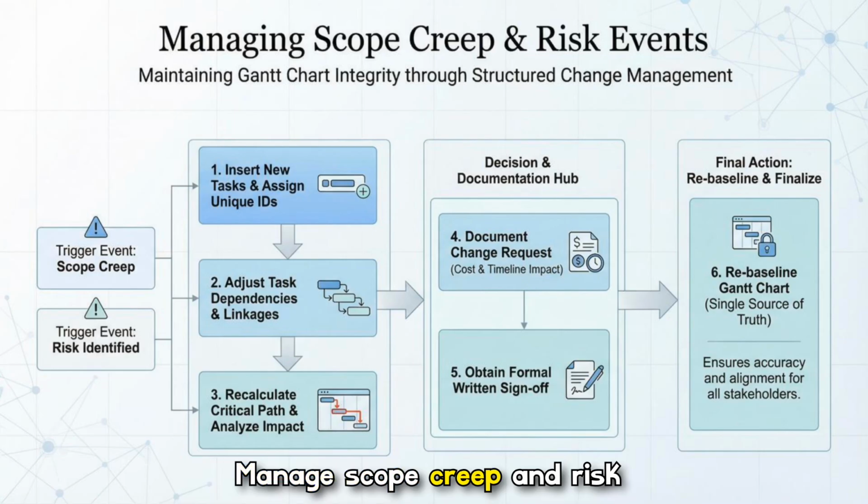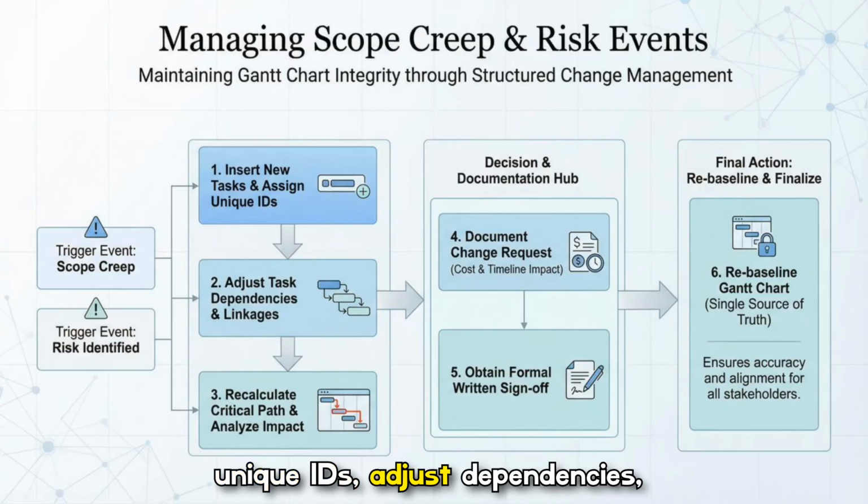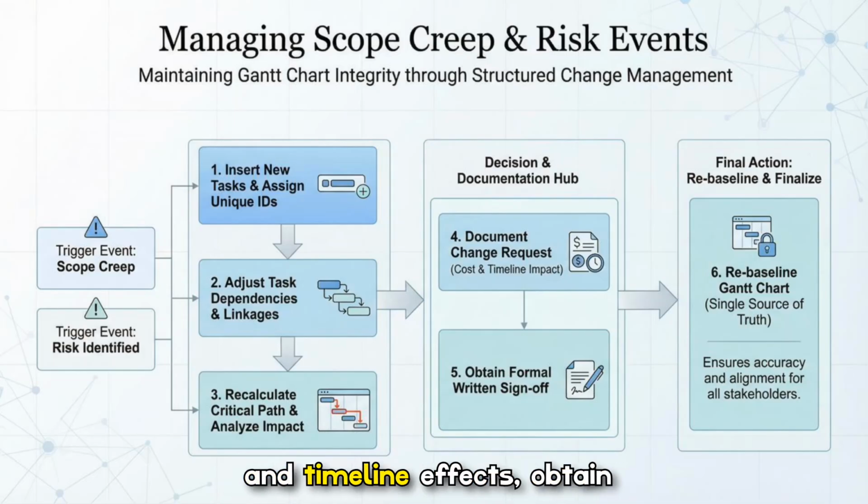Manage scope creep and risk through a structured change process. Insert new tasks and unique IDs. Adjust dependencies. Recalculate the critical path to quantify impact. Document the change request including cost and timeline effects. Obtain formal written sign-off. And then re-baseline the Gantt so everyone works from a single, approved source of truth.